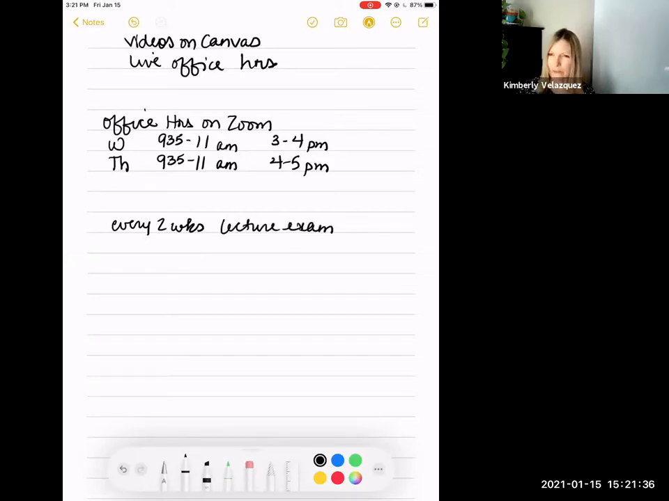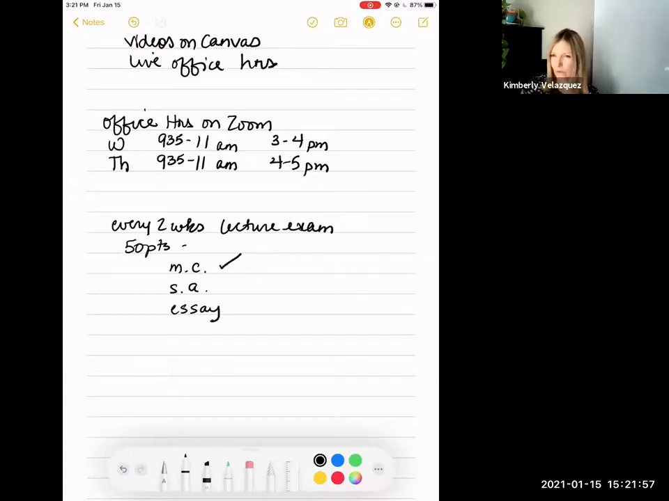It's a smaller exam than you would normally have in class. In class, you'd have one every 4 weeks. Okay, so instead of having every 4 weeks a 100-point exam, every 2 weeks, you're going to have a 50-point exam. Those exams are a combination of multiple choice, short answer, and essay questions.